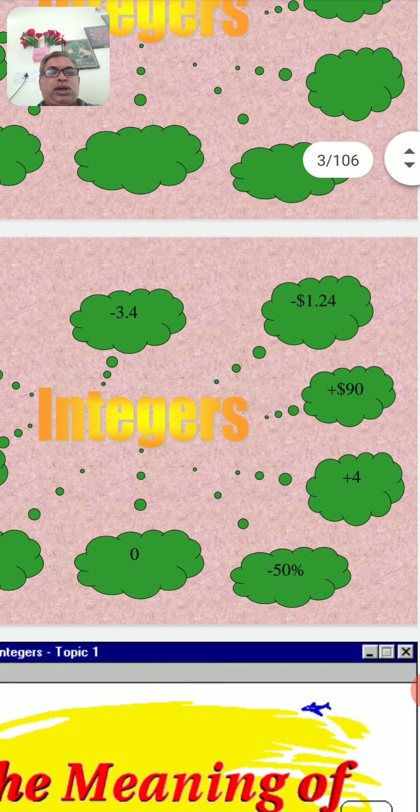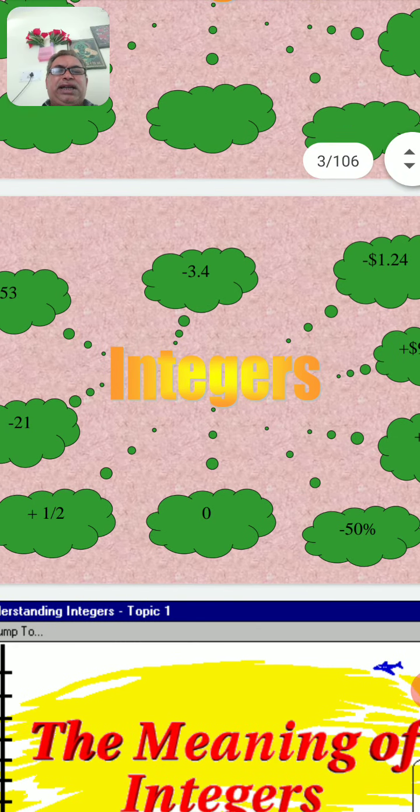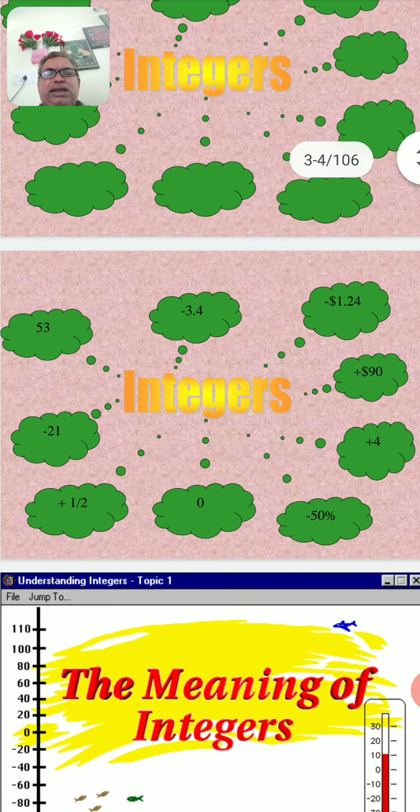So plus 4, it is an integer, plus 90, it is an integer, but 1.24 is not an integer, it is a decimal fraction. Minus 3.4, you can understand that it is a decimal fraction. So in this way, in daily life, we use these integers and we have to understand them.